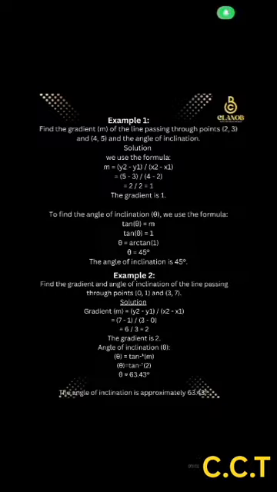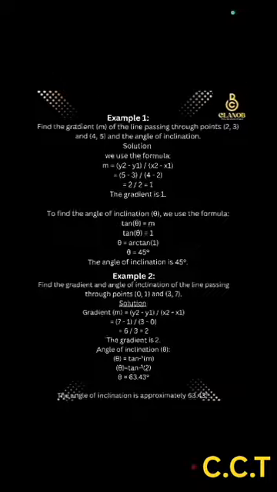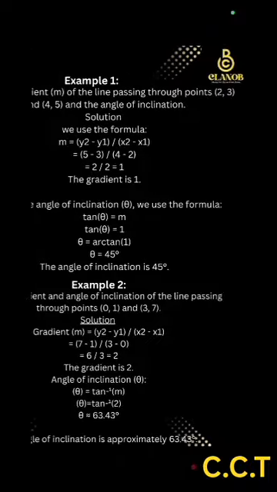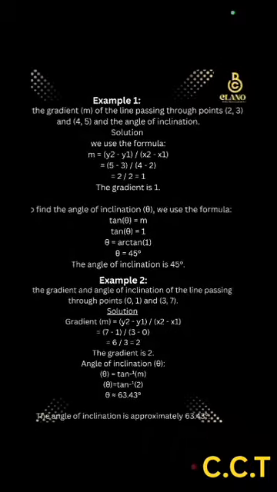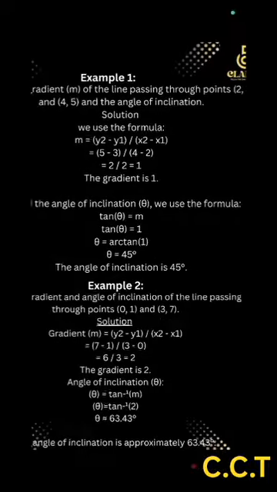Now let's quickly look at some examples here under gradients so we can fully understand the concept of gradients and how to solve questions associated with them. We have 2 examples here. The first example says find the gradient of the line passing through points 2, 3 and 4, 5 and the angle of inclination. Now your gradient formula is simply y2 minus y1 over x2 minus x1.